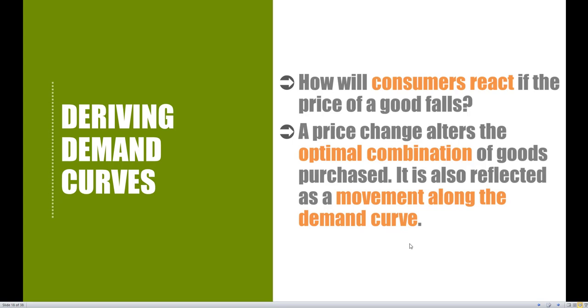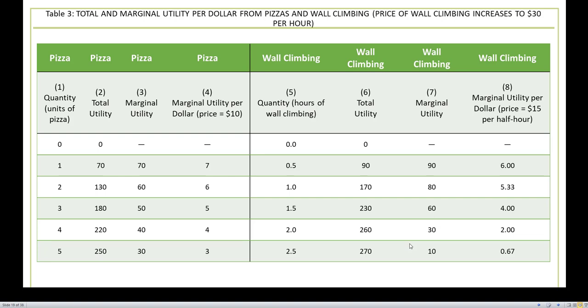So suppose that we change the price of wall climbing by $5. So we increase the price of a half hour of wall climbing from $10 to $15. This price is going to be reflected right here. But everything else is essentially going to remain the same. The price of pizza still remains the same. We have $50 in income. So how does this change our optimum consumption bundle based on the problem that we've been working so far?